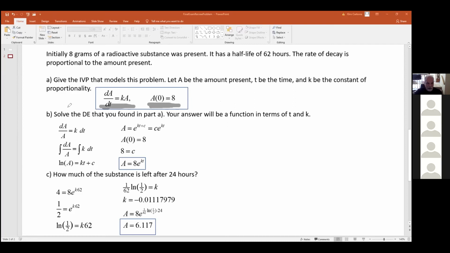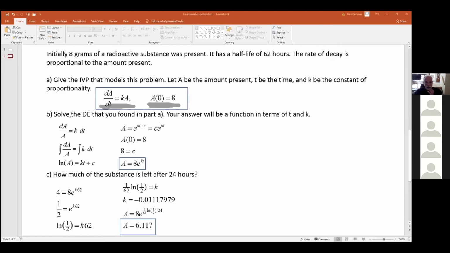And then the next thing is to solve the differential equation you found in part A. Now, make this k positive, because when we get to part C, we're going to see that k is actually going to be a negative number. Because we're dealing with a decay, not a growth. We're dealing with a decay.